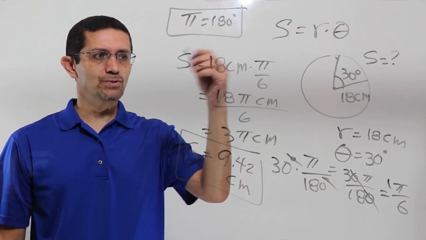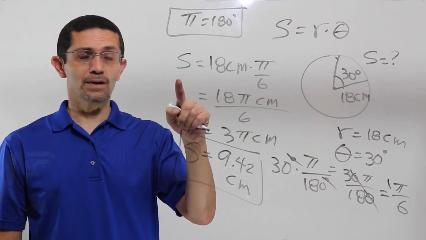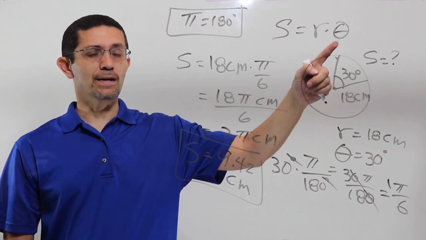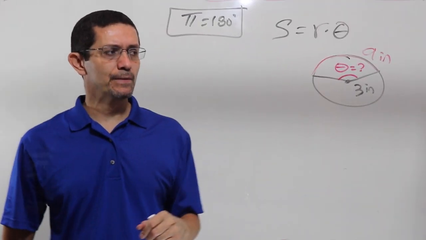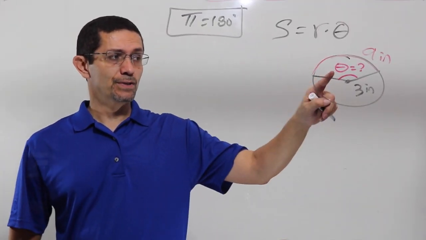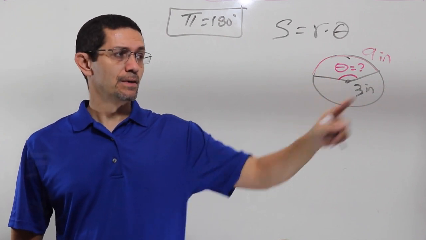Okay? Now let's use the same formula to find, instead of finding the arc length, I can find the radius, or I can find the center angle. Let's do one of those. Now we have this one. Okay, so the question is, find theta, center angle.